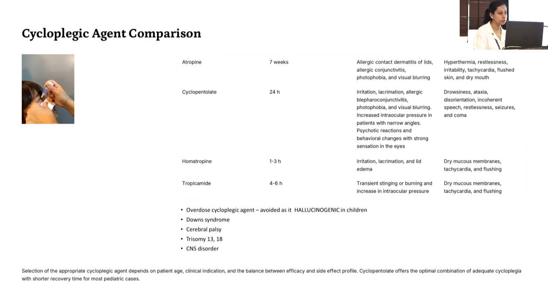When you compare the systemic side effects of these cycloplegic agents, atropine has the most severe systemic side effects, including hypothermia, restlessness, irritability, tachycardia, flushed skin and so on. Cyclopentolate, even though it does not have severe systemic side effects like atropine, you should take into account the possibility of drowsiness, ataxia, disorientation, incoherent speech. It should be used with caution in children with neurological disorders.